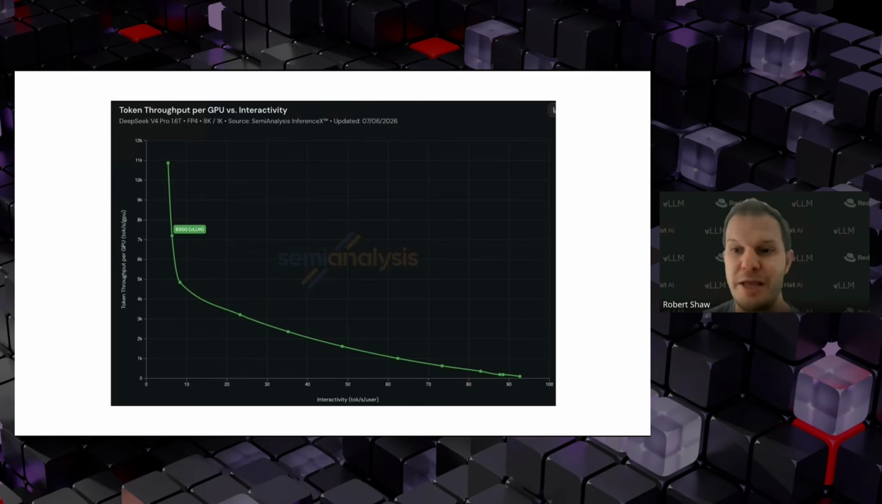So you can get more tokens out of your GPU, but the latency per user will go down. In this case, we can see that for DeepSeek V4 Pro, I think this is on a B300, if you're targeting a latency of 50 tokens per second per user, you'll be able to get around 2,000 tokens per second per GPU. Versus if you target a latency of 25 tokens per second per user, you'll maybe get something like 4,000 tokens per second per GPU.